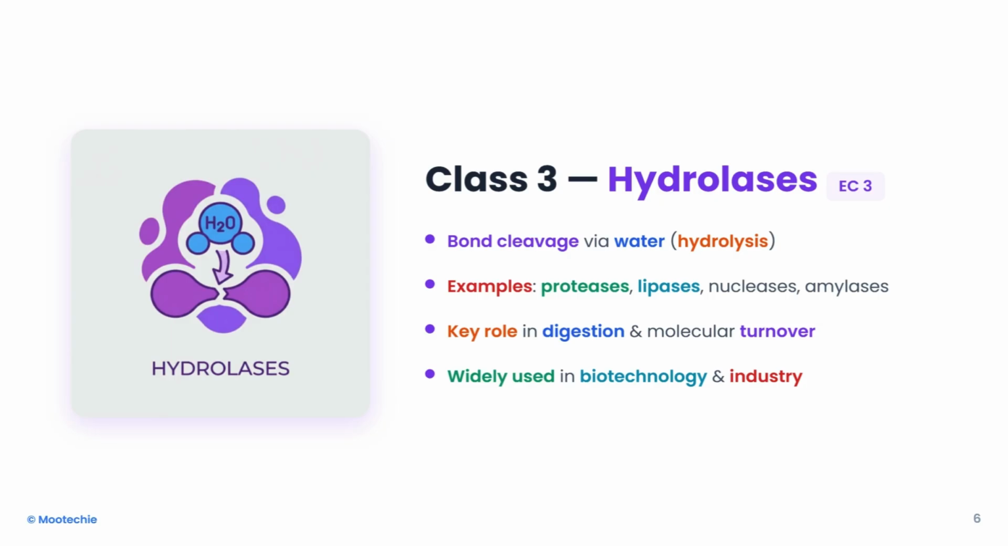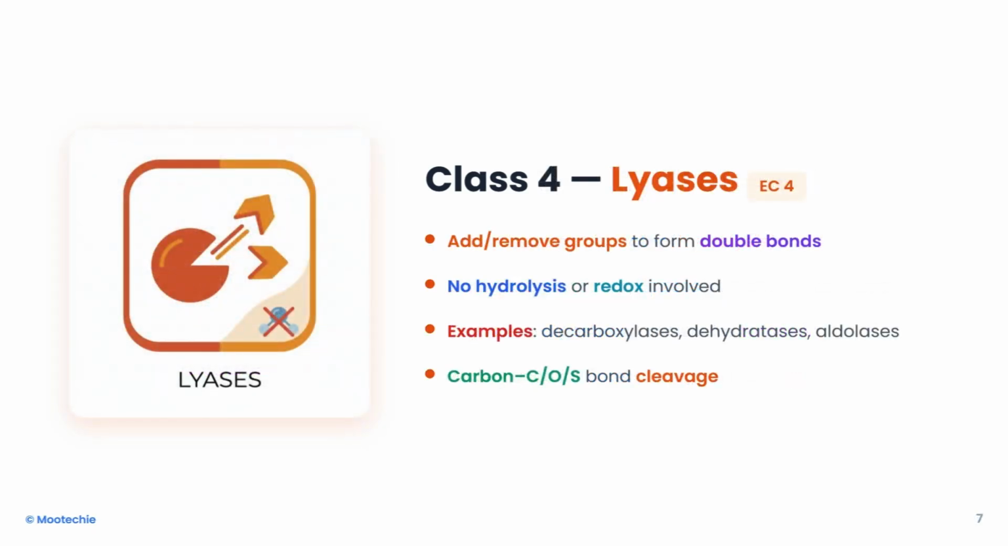Moving forward, we'll look at a class that works without water or redox. Class 4, lyases, EC4. These enzymes add or remove groups from substrates to form double bonds. Importantly, they do this without hydrolysis or redox reactions. Examples include decarboxylases, dehydratases, and aldolases. They often cleave carbon to carbon, carbon to oxygen, or carbon to sulfur bonds. The slide presents the word lyases in a stylized format.